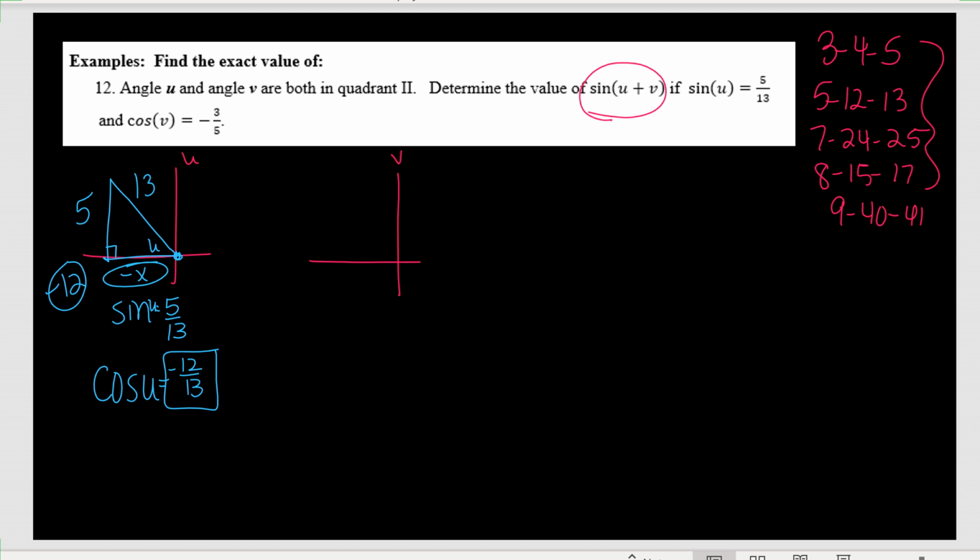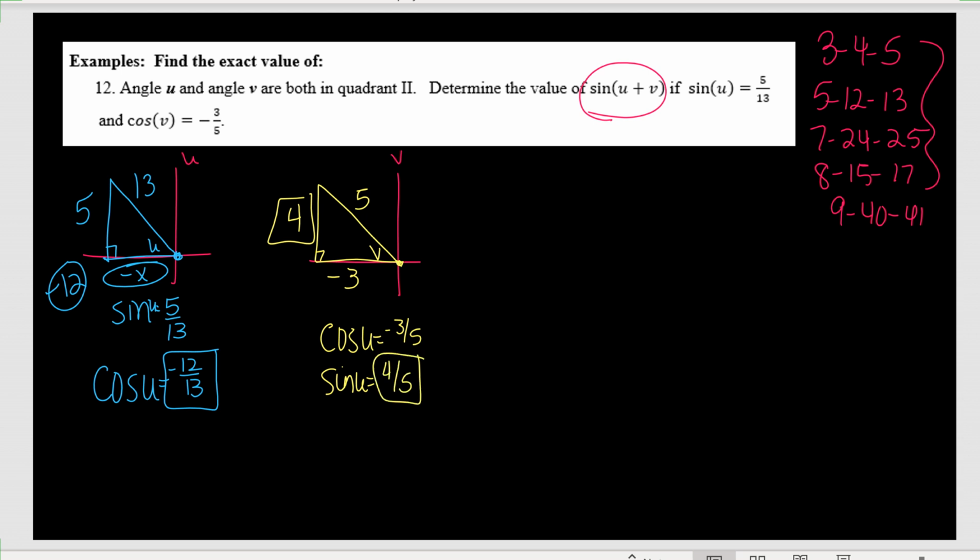All right, our next one is angle V. So angle V, I go to the left, I go up, I come back down. V is at the origin, right angle on the left. Cosine is the adjacent, the horizontal distance over hypotenuse. And again, because it is a triple, we already know that our y value is going to be 4. They gave us cosine of V to be negative 3 over 5. Therefore, sine of V is the opposite over hypotenuse, which is 4 over 5. That's the one that we had to find. Okay, now we have everything we need.